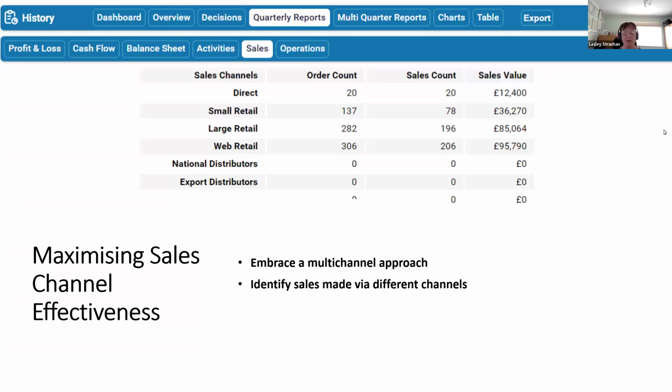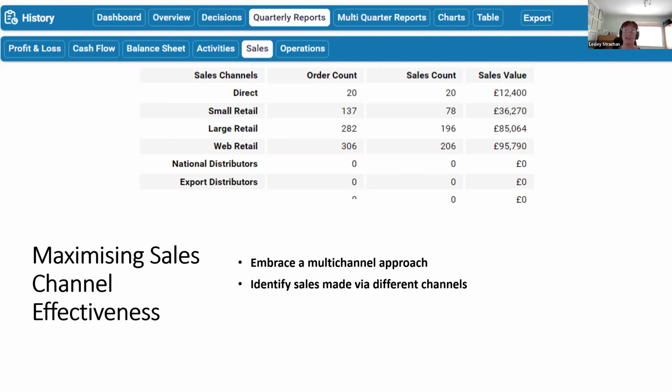Slide here at the top, the history, currently logged into SimVenture solution. So we're going to look at history, quarterly reports, and sales. This will give you your sales channels. It will give you the order count coming from each channel, the sales count, and the sales value. So probably the better thing to do is to try and maximize your sales channel effectiveness.